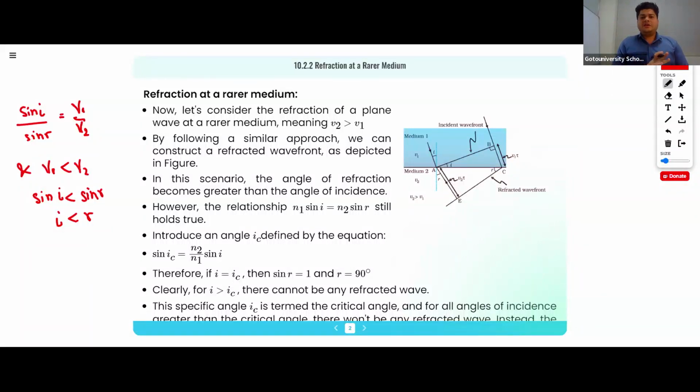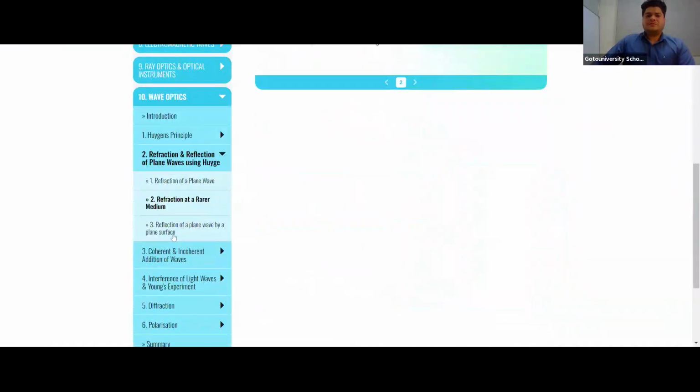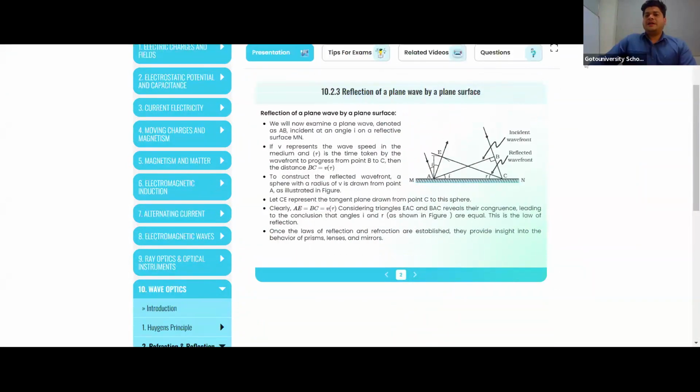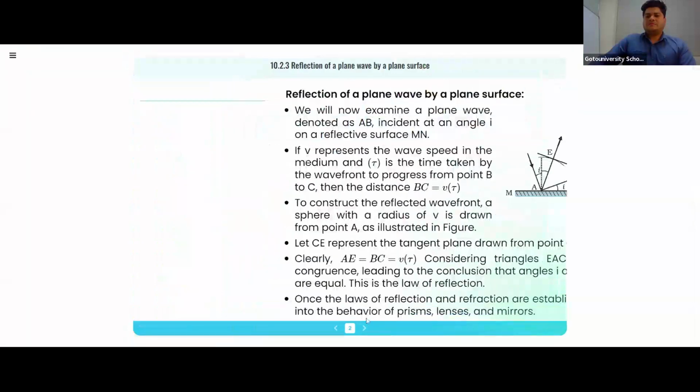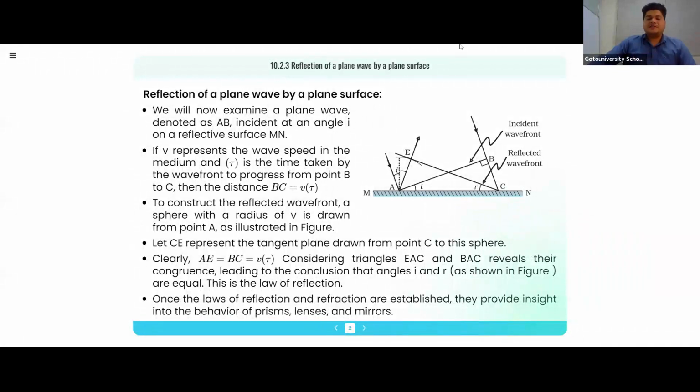Now what we are doing, here we will send light from denser to rarer. This will be your denser medium and this one will be your rarer medium. And the same, this will be your interface. What is the meaning of interface? The point at which two mediums are separated. One of the most important derivations: reflection of plane wave by plane surfaces. In this case, you are going to study about the reflection part.